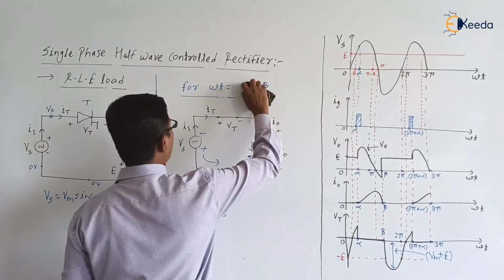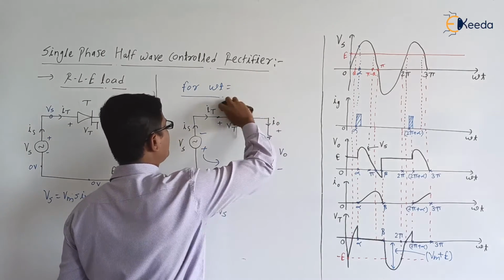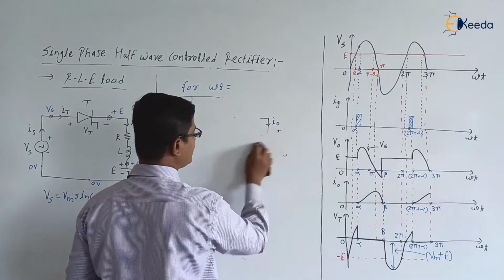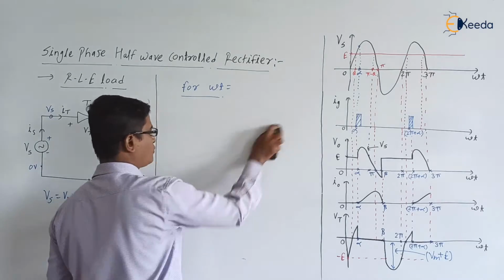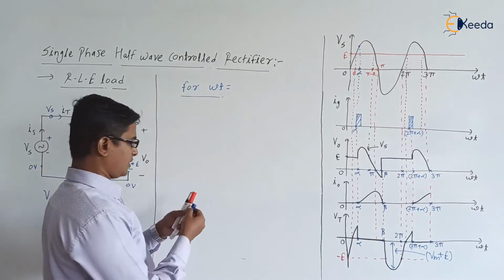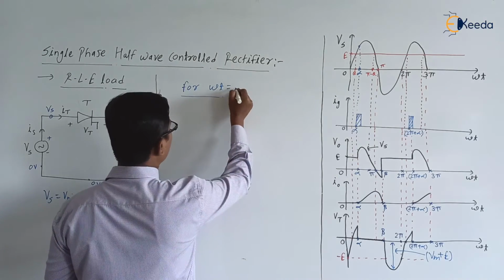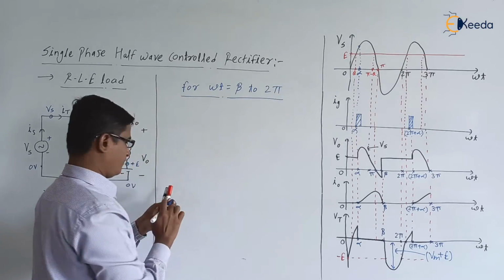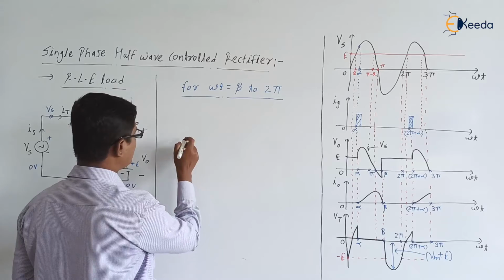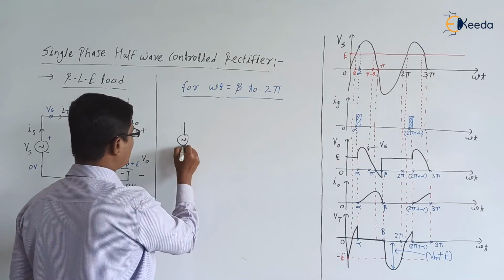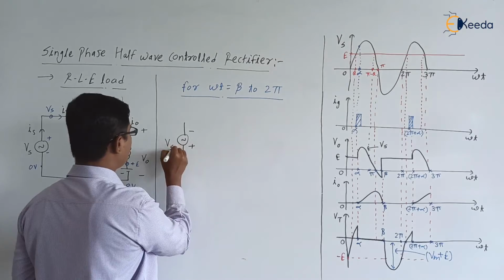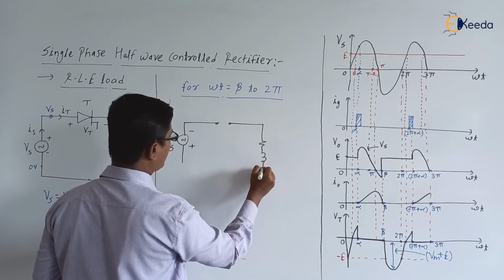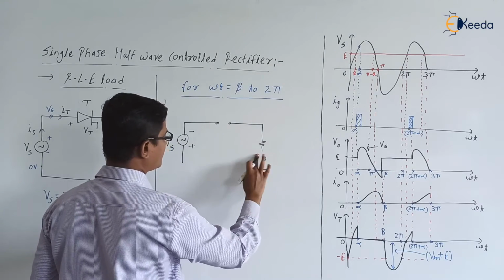Next, from beta to 2 pi, what will happen? Let us discuss, from omega t is equal to beta to omega t is equal to 2 pi. As the inductor has released the energy till beta, after beta the inductor is not having any energy to release. During this interval beta to 2 pi, the supply voltage is also negative, so minus here and plus here, this is Vs. So our thyristor will be in the reverse blocking mode.